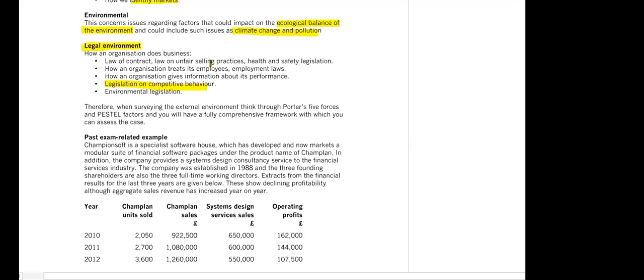So you need to be very careful about these external factors, these political, economic, social, technological, environmental, and legal factors. You need to understand and appreciate the implications of these factors for a business. These factors could be an opportunity, these factors could be a threat for the business. So you need to be able to understand these particular factors. Okay.